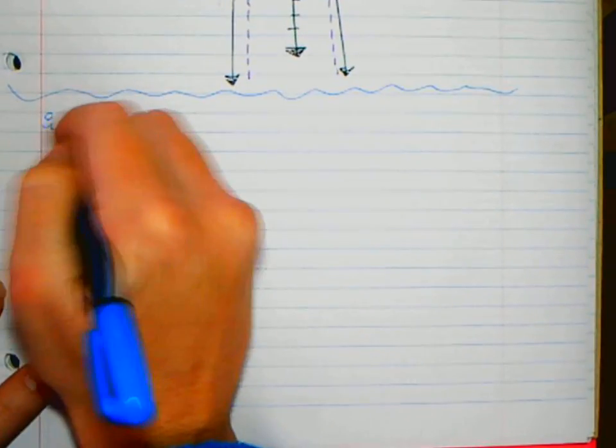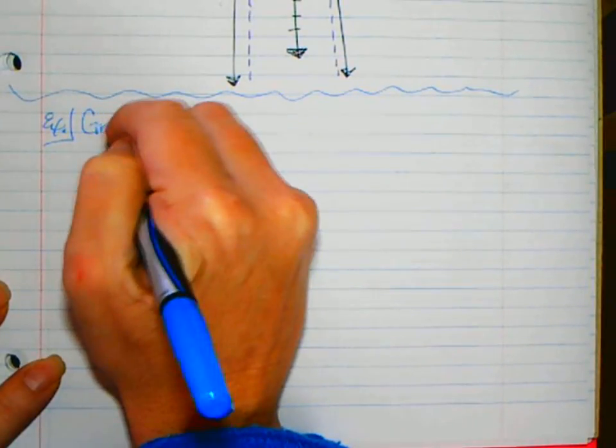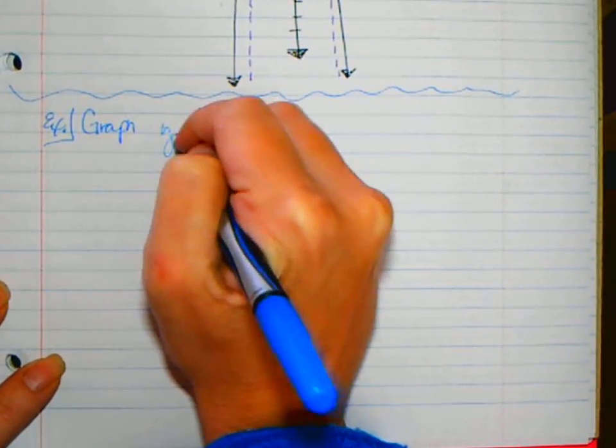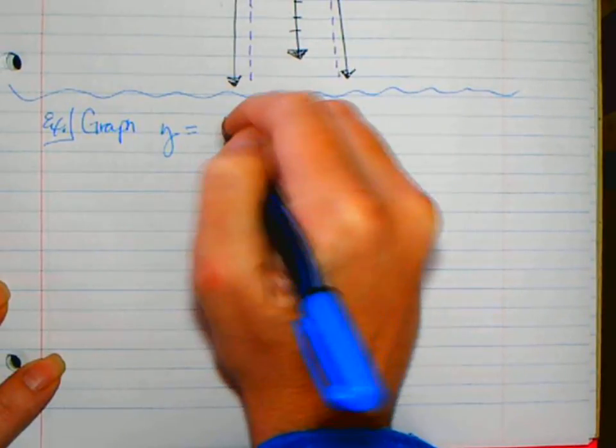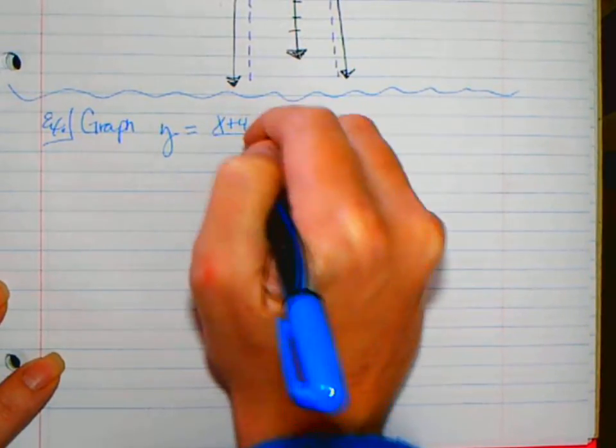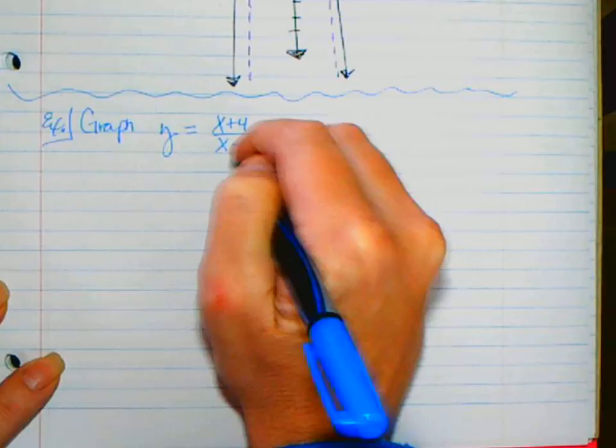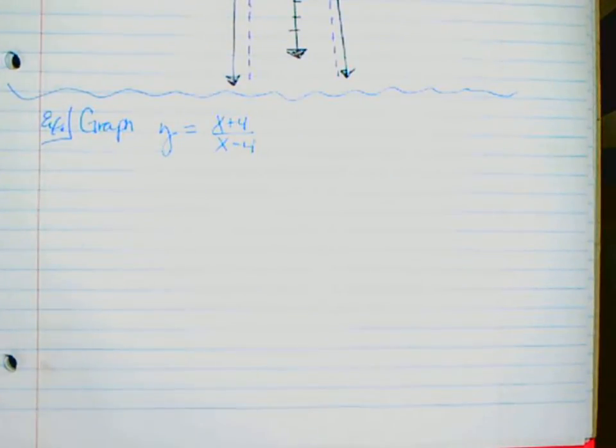But for example, we are going to graph y equals x plus 4 divided by x minus 4. X plus 4 divided by x minus 4.